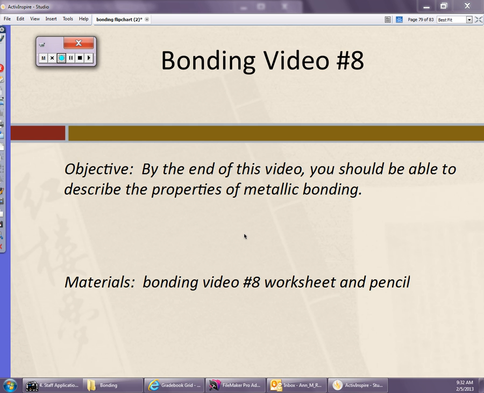This is bonding video number 8. By the end of this video, you should be able to describe the properties of metallic bonding. To do this, you need your bonding video number 8 worksheet and a pencil.